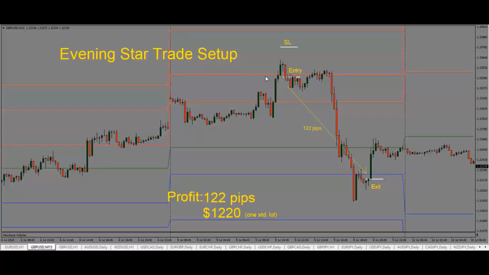In this case, we also see that it's formed at our R2 pivot point level, so that's just extra confirmation. So that just makes it a higher probability trade because now we have two things confirming the trade setup.